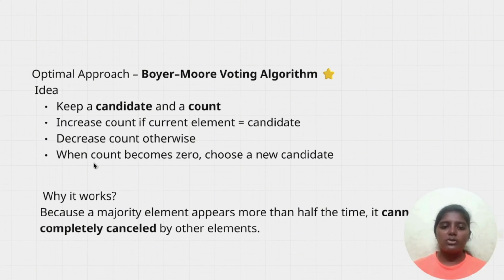If the count is equal to 0, then that element is not the majority element, so we move to the next element in the array. Like this, we check each and every element in the array. Let's see how it works. Because the majority element appears more than half of the time, it cannot be completely cancelled out by other elements.